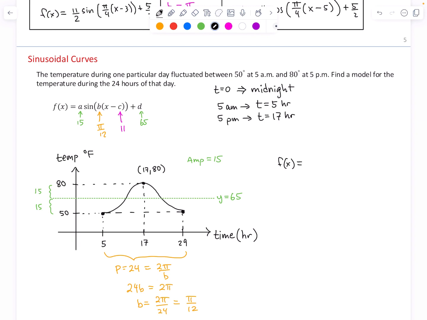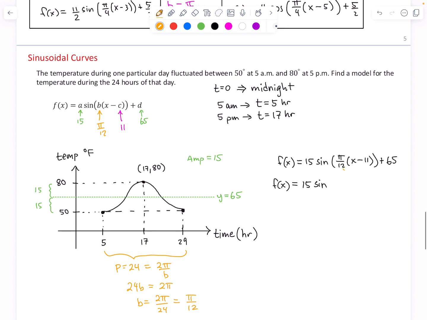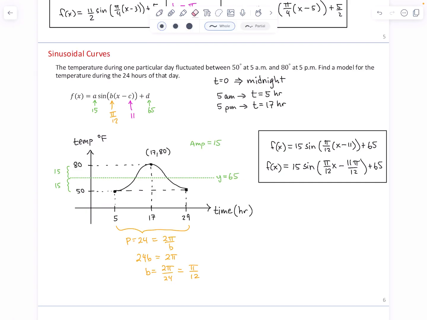So one possible final answer is f of x equals 15 times the sine of pi twelfths times x minus 11, and both parentheses plus 65. And you could rewrite this as 15 times the sine, distribute the pi twelfths. So we get pi twelfths x minus 11 pi twelfths, end parentheses, plus 65. Either of these answers is acceptable. And this concludes our lesson on sinusoidal curves.